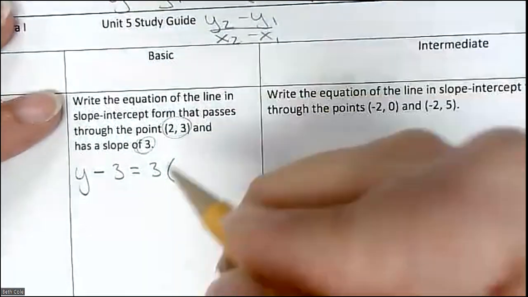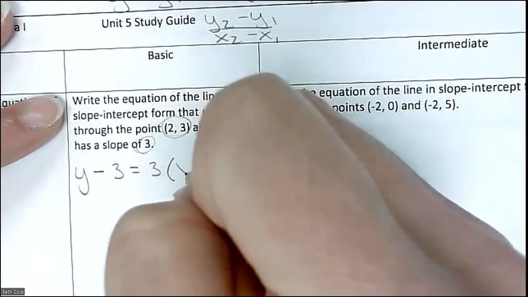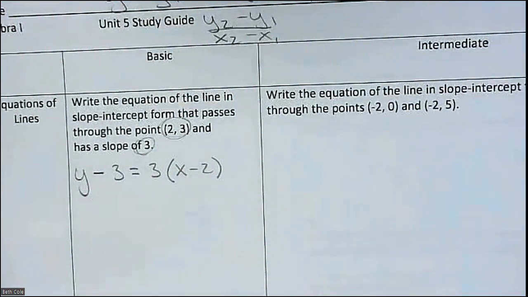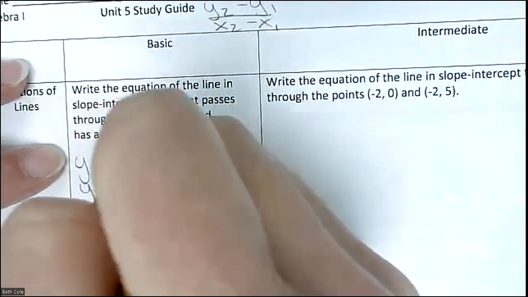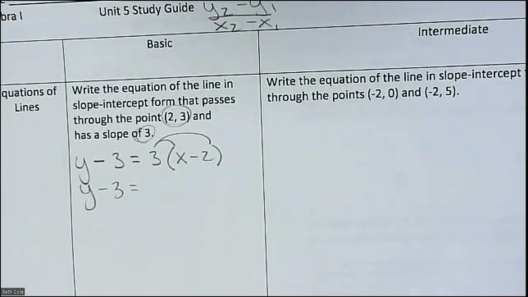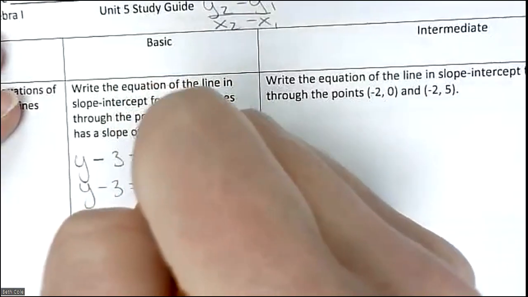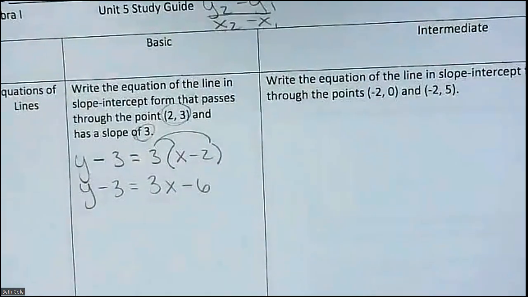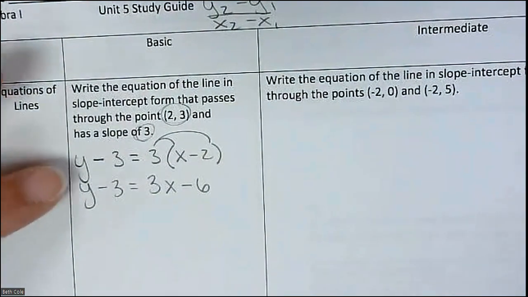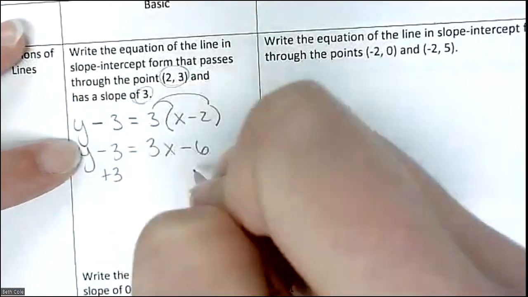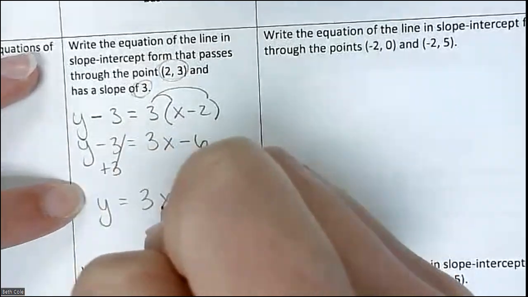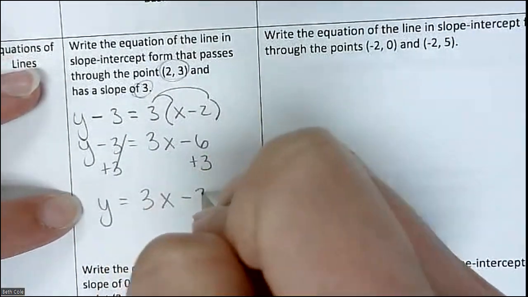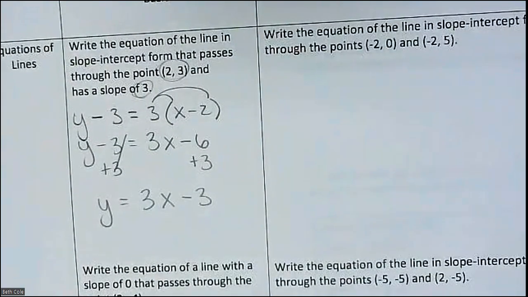Parenthesis. X minus, good, perfect. Now, once you have it set up, you have 2 steps. What are you going to do next? Good, distribute. So y minus 3 equals, what do you get when you distribute that? Minus 6, good. And then you have one more step. You want to get y by itself. So you're going to add over the 3. So it'll be y equals 3x. Negative 6 plus 3 is negative 3. And you can always use a calculator.